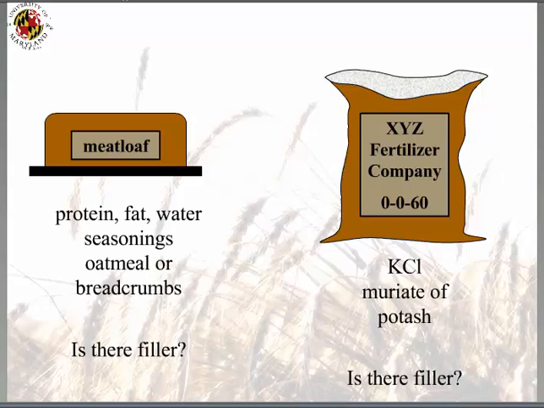So just so that we clearly understand what's filler and what isn't, we already talked about this. This is 0-0-60. It's potassium chloride chemically. It's called muriate of potash in the fertilizer trade. Now, is there filler in this? No. There's potassium and there's chloride. Okay? Now, here's the case where there's filler.